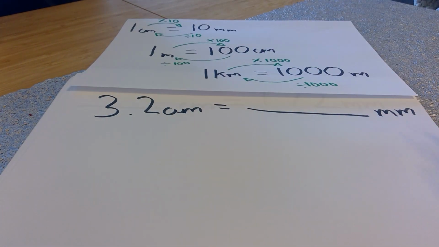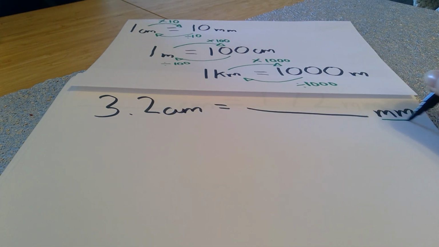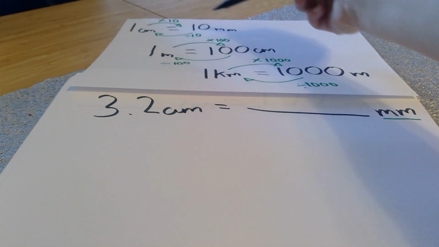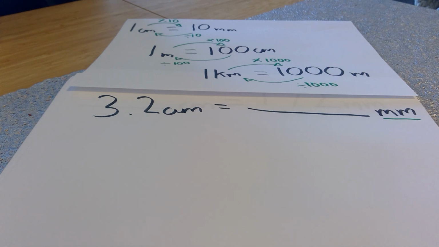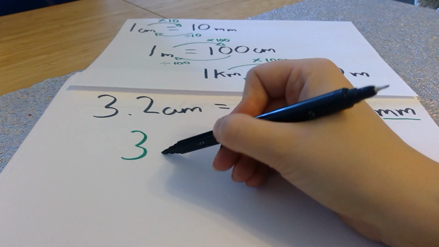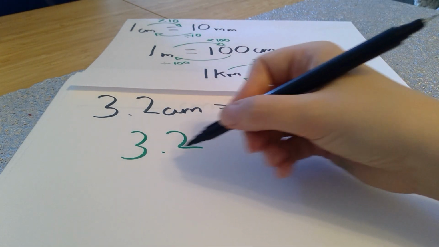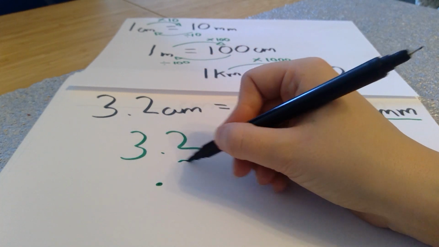Okay, so I've got 3.2 centimetres is how many millimetres. So what am I doing? Am I going from centimetres to millimetres or millimetres to centimetres? Yeah, I'm going from centimetres to millimetres. So I've got 3.2 and I need to times it by 10. So I'm going to keep my decimal there and I'm going to move my numbers across one place.